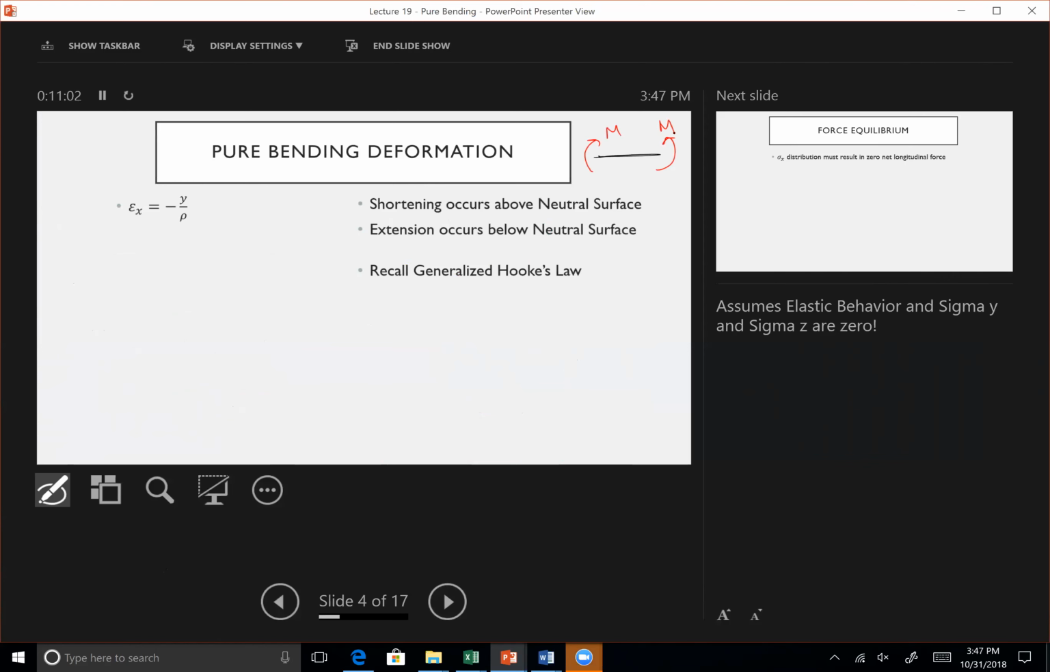Okay, you remember generalized Hooke's law? Sigma x over E, minus nu over E times sigma y minus sigma z. Does everybody agree with that? Looks good. Okay, so no, because we're solving for strain.